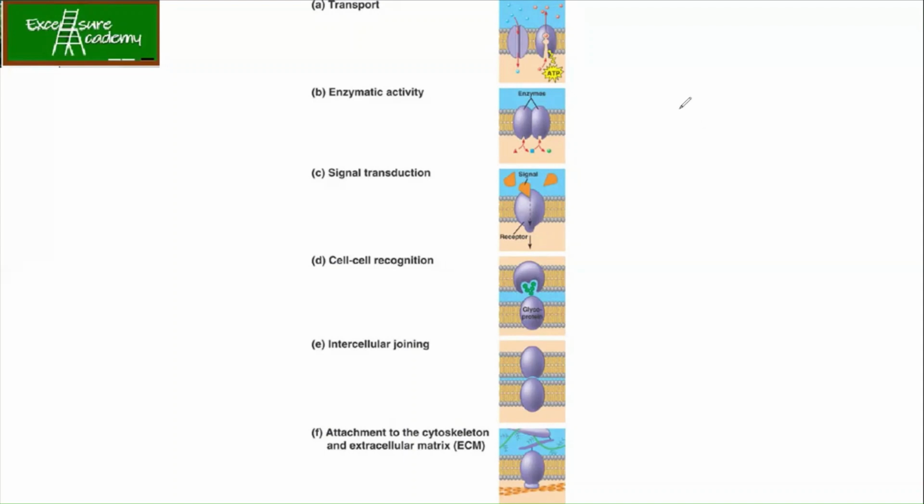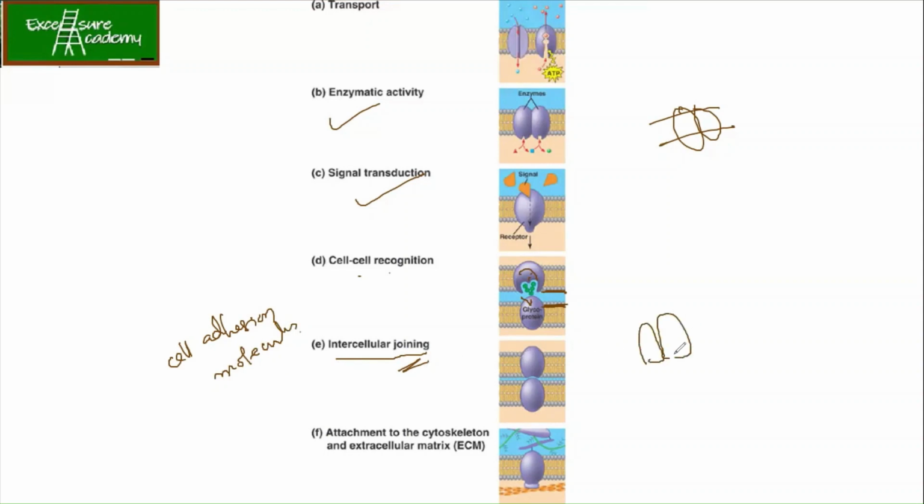So your plasma membrane and the proteins which are associated are used for transport. They have enzymatic activity, of course, for signal transduction and cell to cell recognition. So you can see that here there are two cell membranes, right? One will have a glycan and the other will have a protein, which is going to interact to enable intercellular joining. So where are we going to see such things? In the case of cell adhesion molecules.